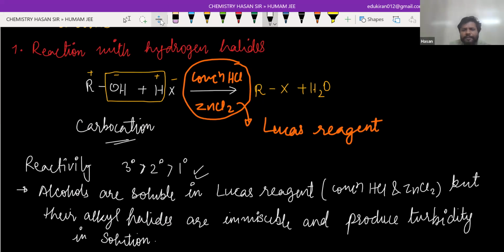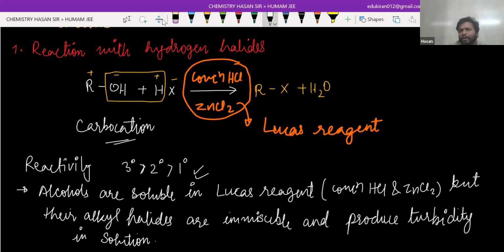In case of tertiary, the turbidity appears immediately because the tertiary carbocation is more stable and forms very fast, Cl goes in and then the alkyl halide will be immiscible. So the cloudy solution appears very fast. In secondary, it will take 2 to 3 minutes. And in primary, since the primary carbocation is not that stable, it will take time to form the carbocation, so it will take half an hour or so to appear cloudy. Almost no turbidity.